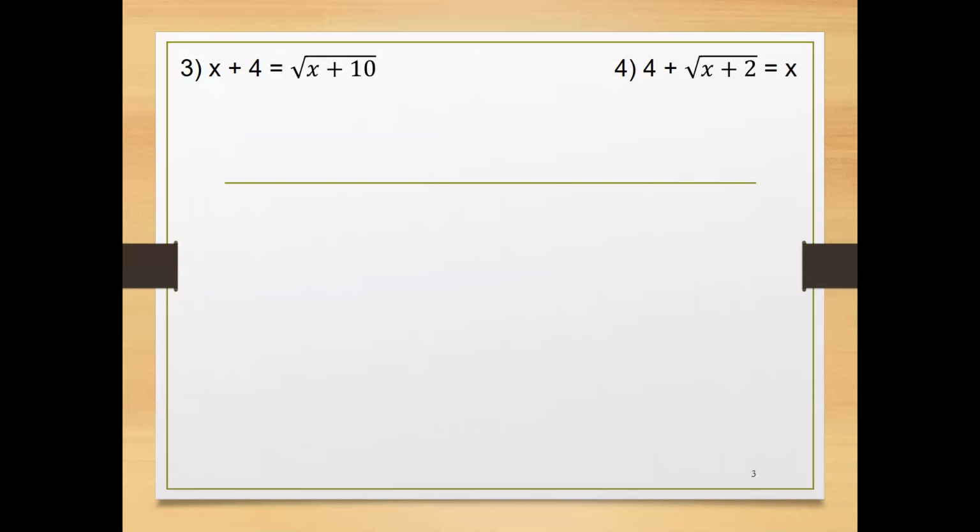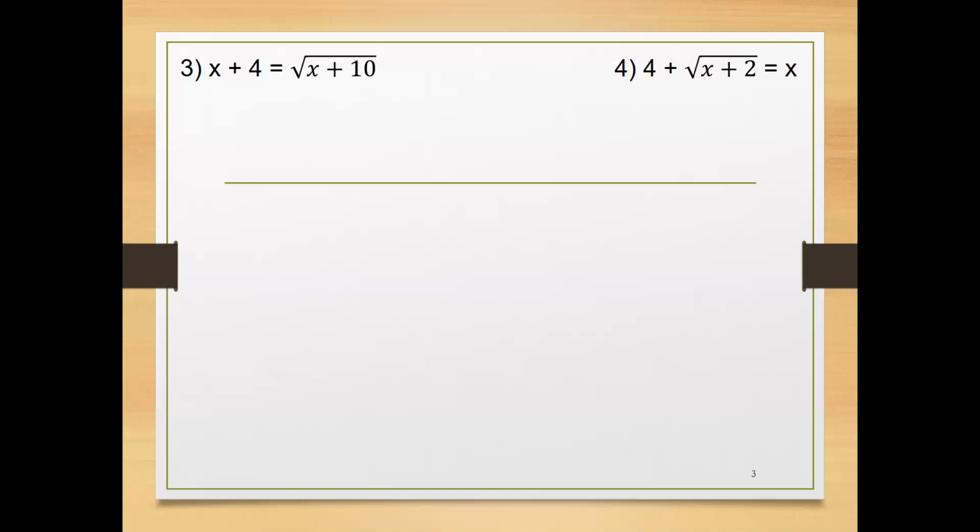X times x is x squared. 4 times x is 4x. X times 4 is 4x. And 4 times 4 is 16. So when I combine like terms, I have like terms here. So x squared plus 8x plus 16 is actually what x plus 4 times x plus 4 is. So now I have this new equation, x squared plus 8x plus 16 equals the x plus 10.